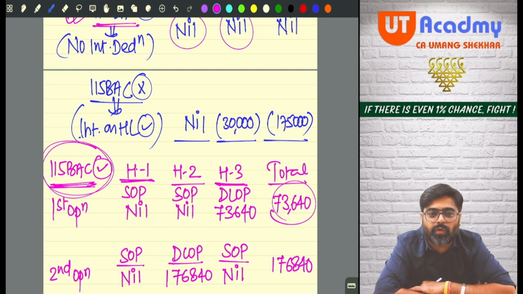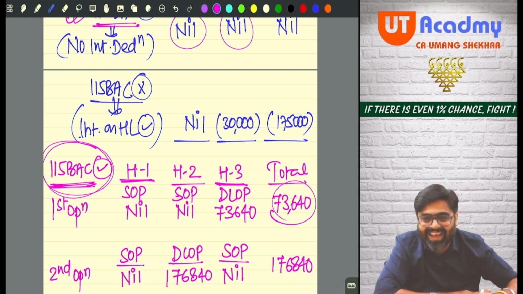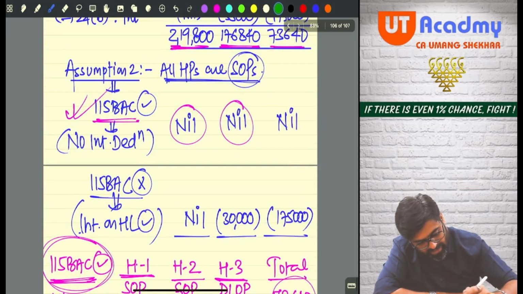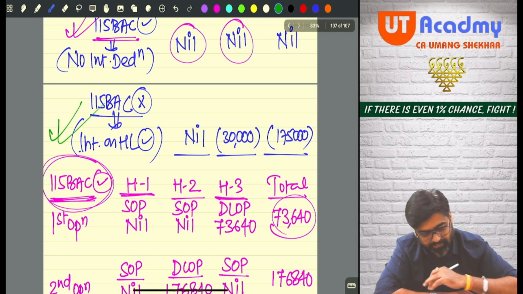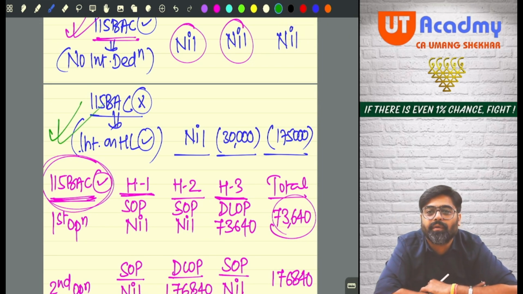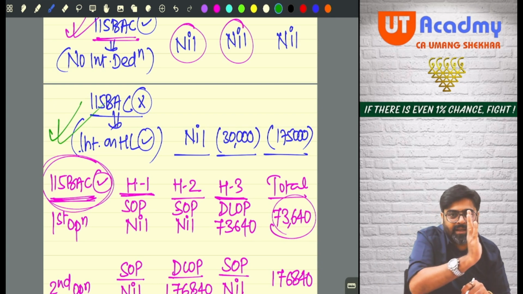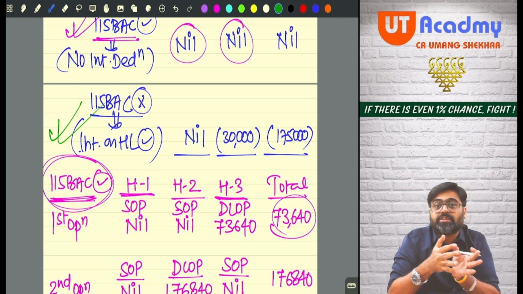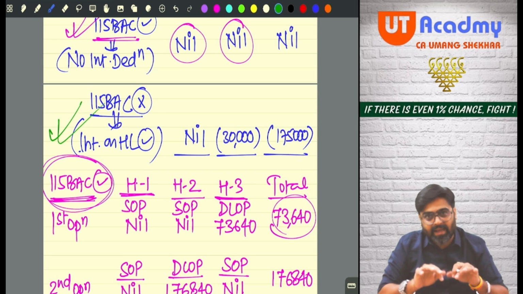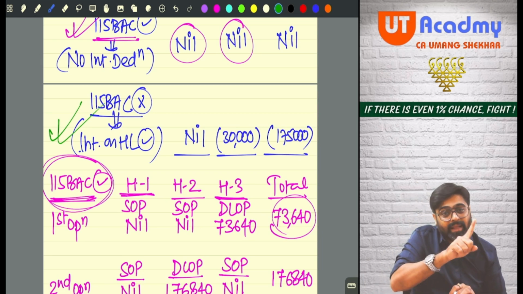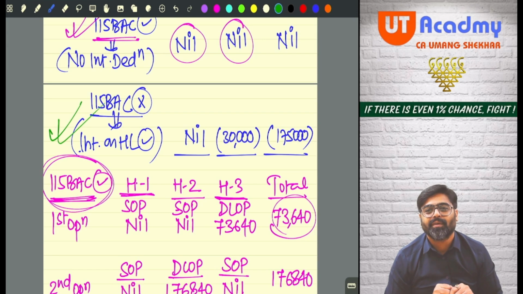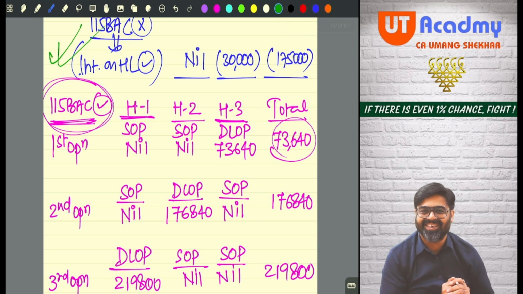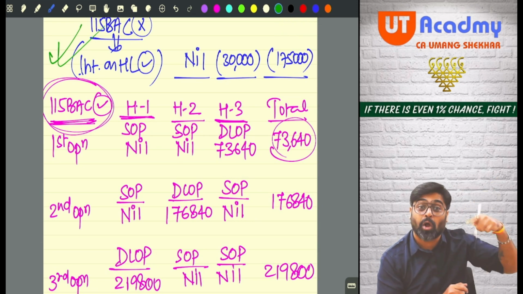But what if I don't follow 115 BSE? Then I will use this table and now this table. Now my SOP incomes will not be nil. Because if I follow 115 BSE, then it is nil. But if I shift out of 115 BSE, then I will get interest deduction. Then it will be nil, -30 and -1,75,000. So the same table which I made with pink color, now I will be making with green color. Assuming that the assessee is not following 115 BSE.